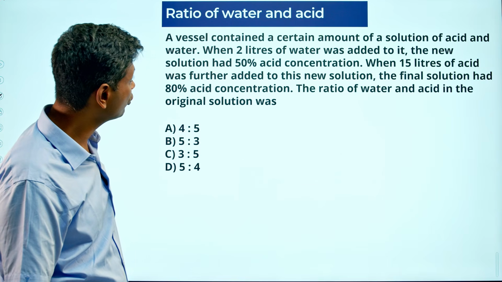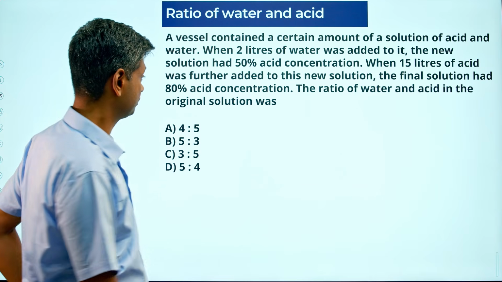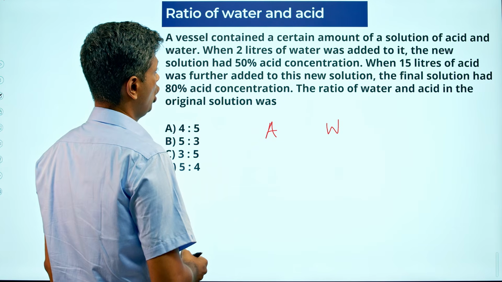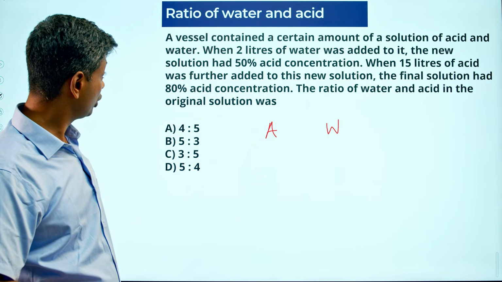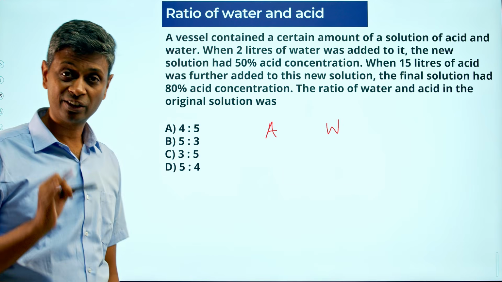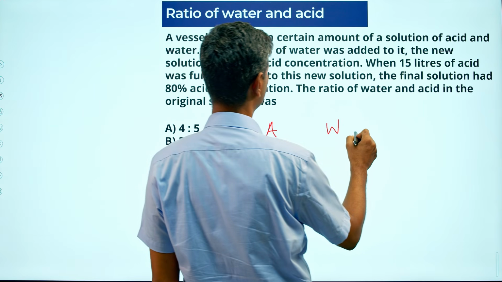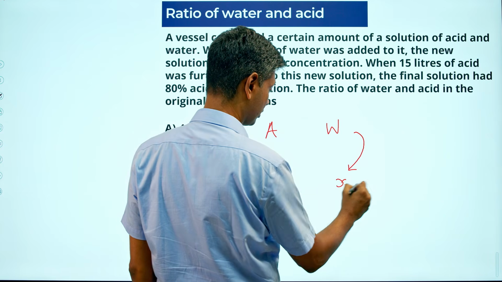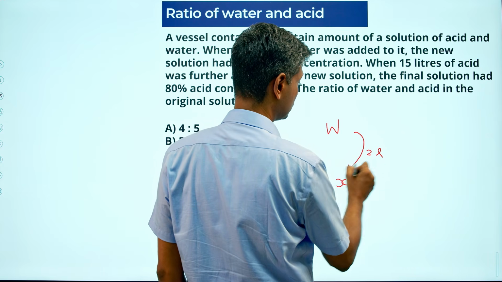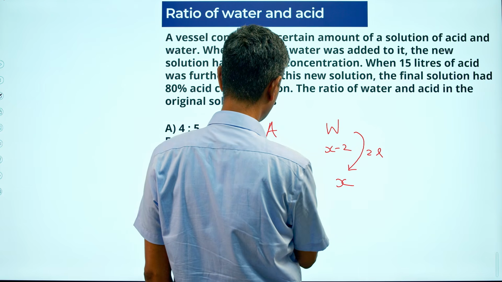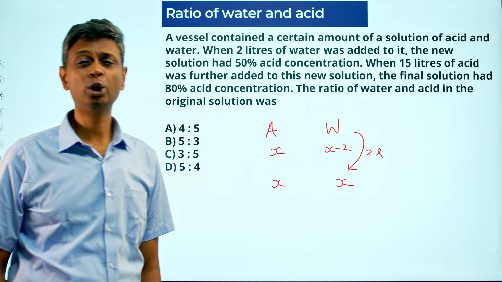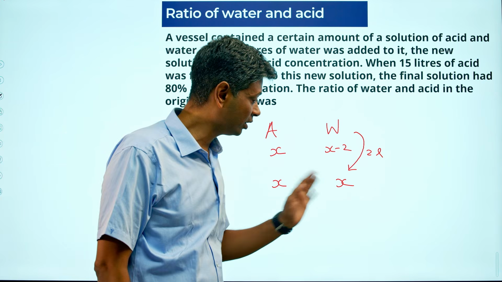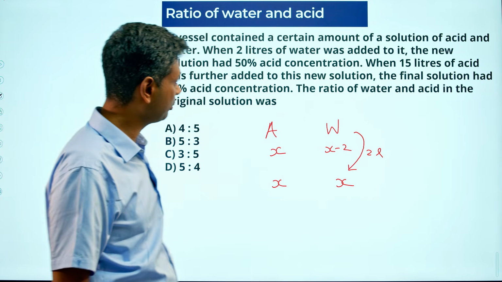Nice. A vessel contained a certain amount of a solution of acid and water. When 2 liters of water was added to it, the new solution had 50% acid concentration. So you add 2 liters of water, then it has equal acid and water. Initially it was x − 2 and x. Initially there were 2 liters of acid more than water. You add 2 liters of water, it goes to equal 50% acid.